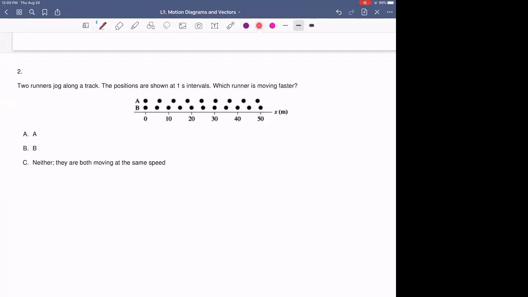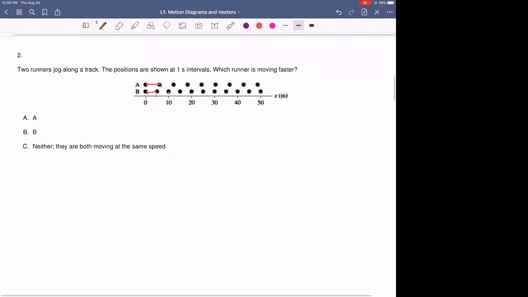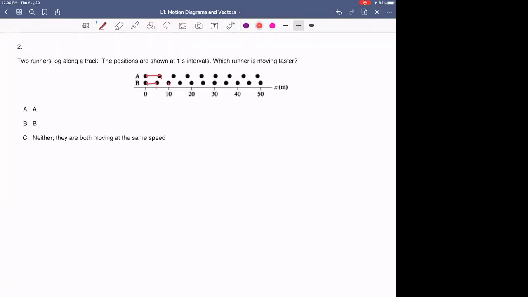Just looking at this picture, you can see that jogger A is covering a larger distance in the same amount of time, as you can see from the sketch. So by looking at these distances, you can say it must be runner A who is moving faster.